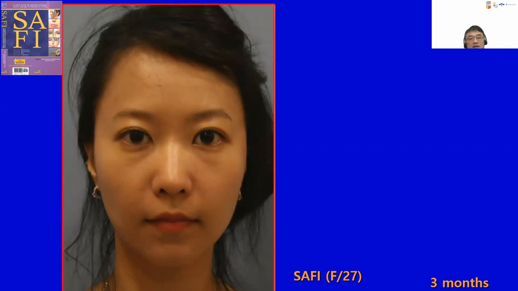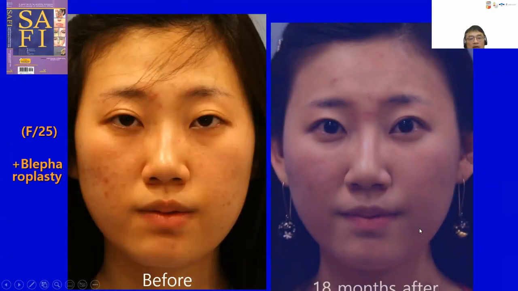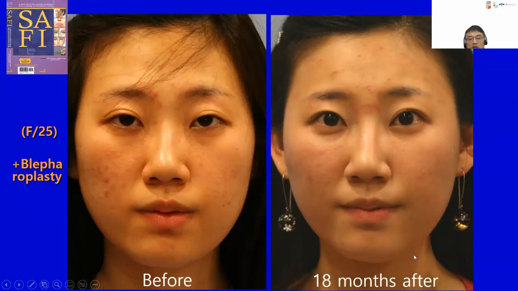After 3 months, you can compare the before and after. The total face contour is changed with a lifted appearance, without irregularity or sagging. This 25-year-old had blepharoplasty together, and you can see the change before and after. The midface looks small and narrow, and the total face just looks smaller than before. This is 18 months after surgery.